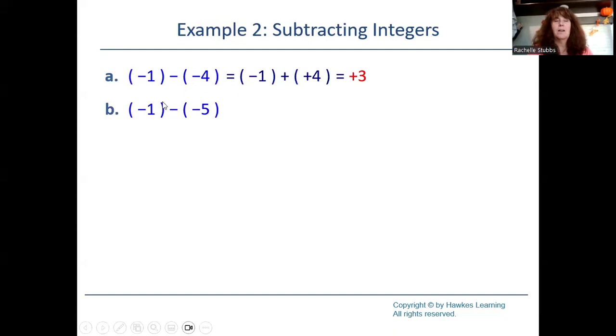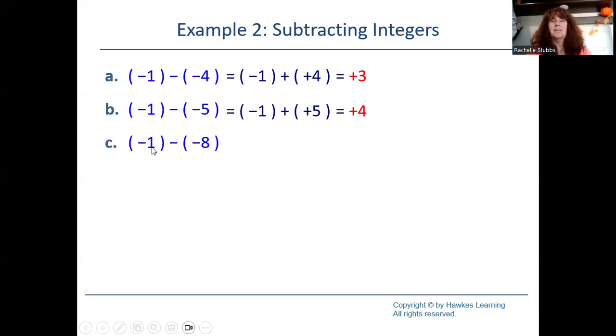Let's do the next one. Here I have a subtraction problem. So I will rewrite the first one, change this to addition, and write the opposite of -5. So now I have -1 plus +5. Well, 5s have the most. I know I'm going to have a positive answer, and the difference between them is 4.